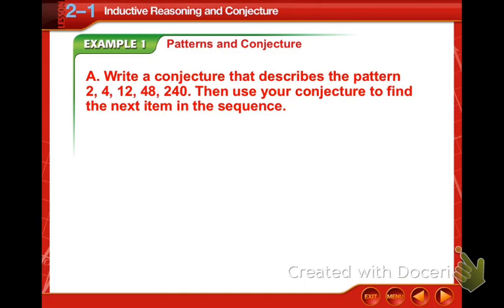So, example 1a, here we have a pattern, and we need to find the next term in the pattern, also make a conjecture based on the pattern. So we're just going to write a sentence that is explaining what's happening with the pattern. So really we need to figure out what the pattern is first, come up with our conjecture, use our conjecture to come up with the next number, okay? So, we'll write our pattern again, 2, 4, 12, 48, and 240.